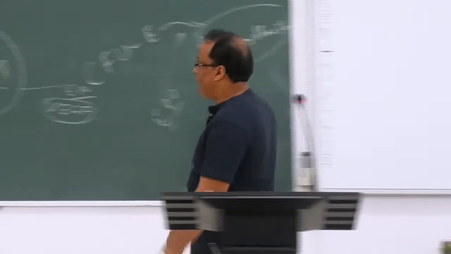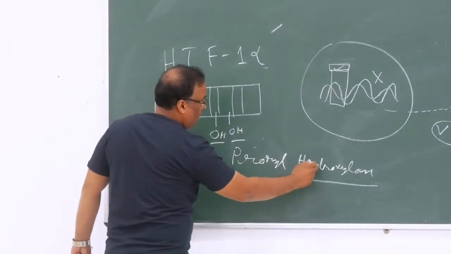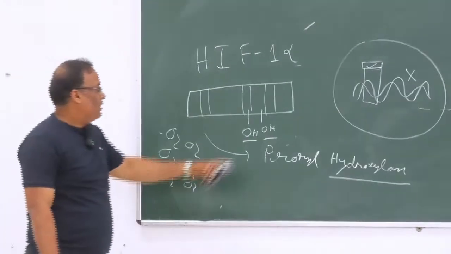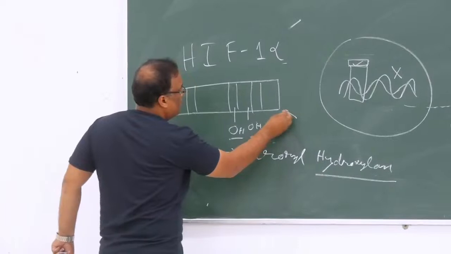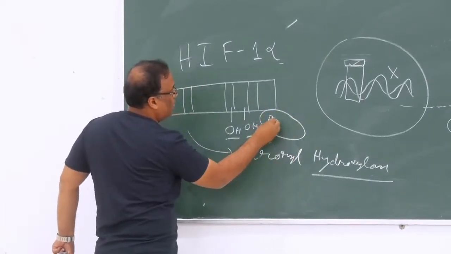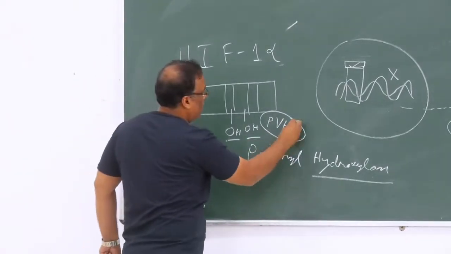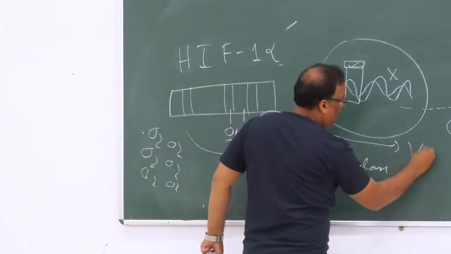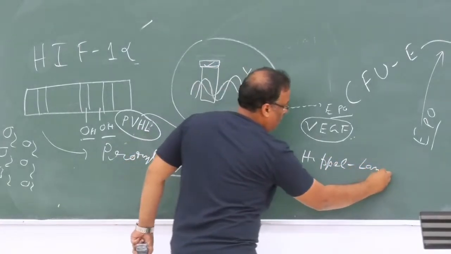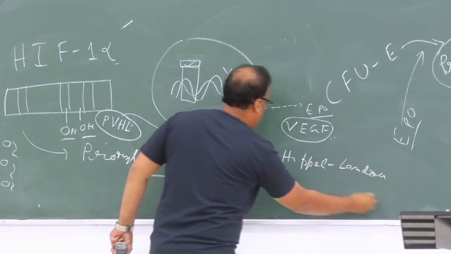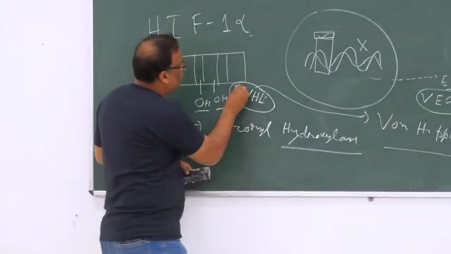Now, after these hydroxylations by the enzyme prolyl hydroxylase, this one is connected with another protein called, suppose এইখানে একটা প্রোটিন চলে এলো, তার নাম হচ্ছে টিউমার সাপ্রেসার প্রোটিন, তার নাম হচ্ছে ভন হিপল ল্যান্ডাউ. Okay, so these are tumor suppressor proteins.